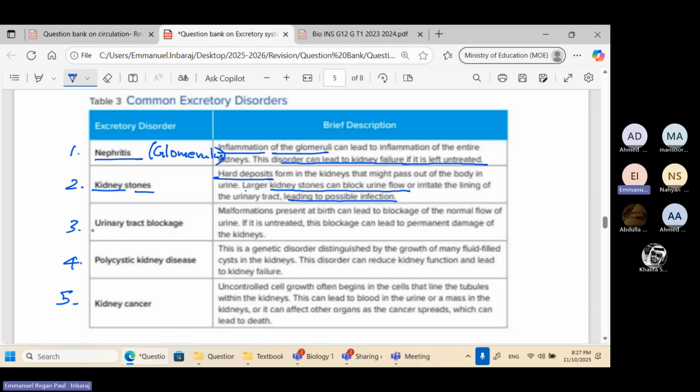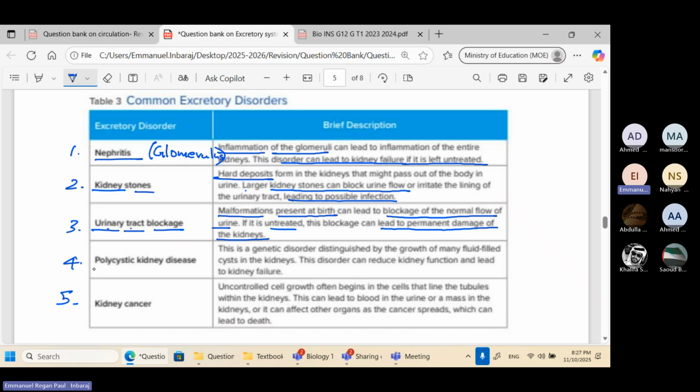Number three, urinary tract blockage. The third disorder is a malformation present at birth. When you are born, this disorder can occur, and it may lead to the blockage of the normal flow of urine. If it is not treated, it can lead to permanent damage to the kidney. Your kidney may be damaged completely. So you have to look for these keywords. If they ask you to name a disease which can lead to permanent damage if not treated, then you have to write urinary tract blockage. You need to memorize them.